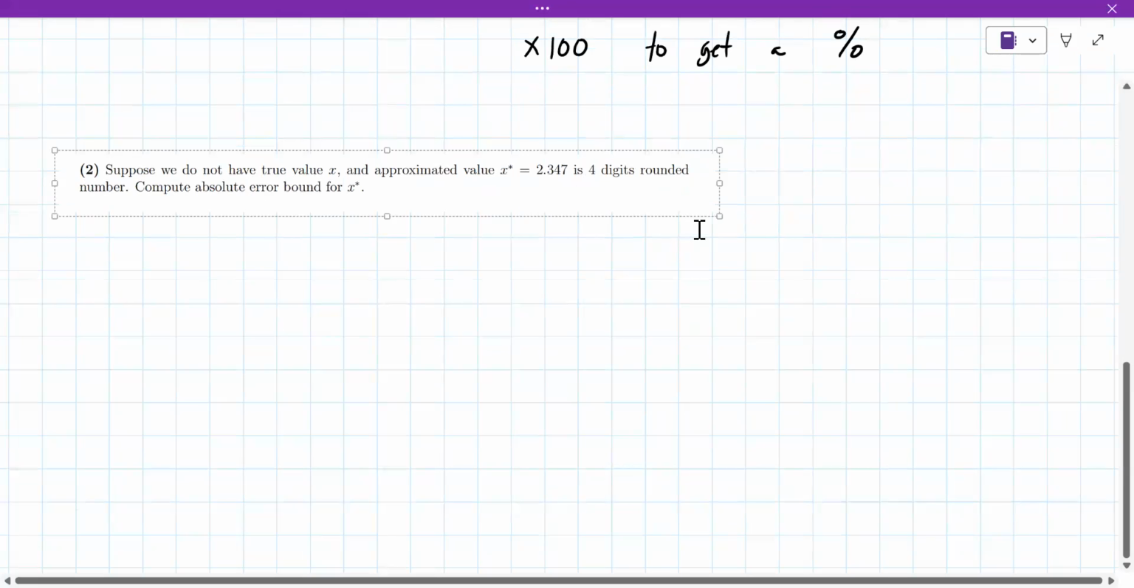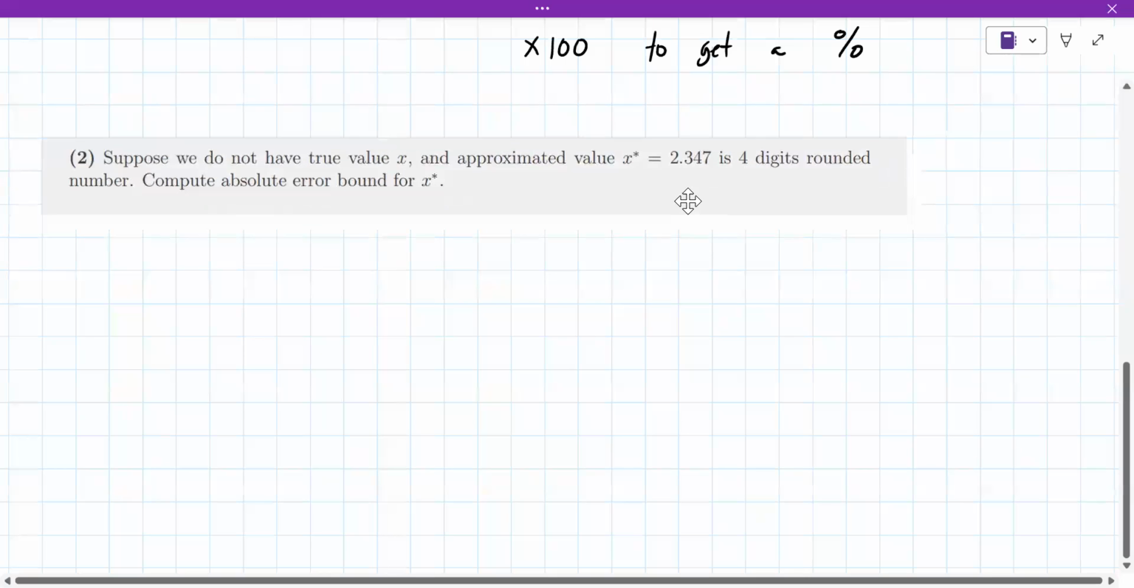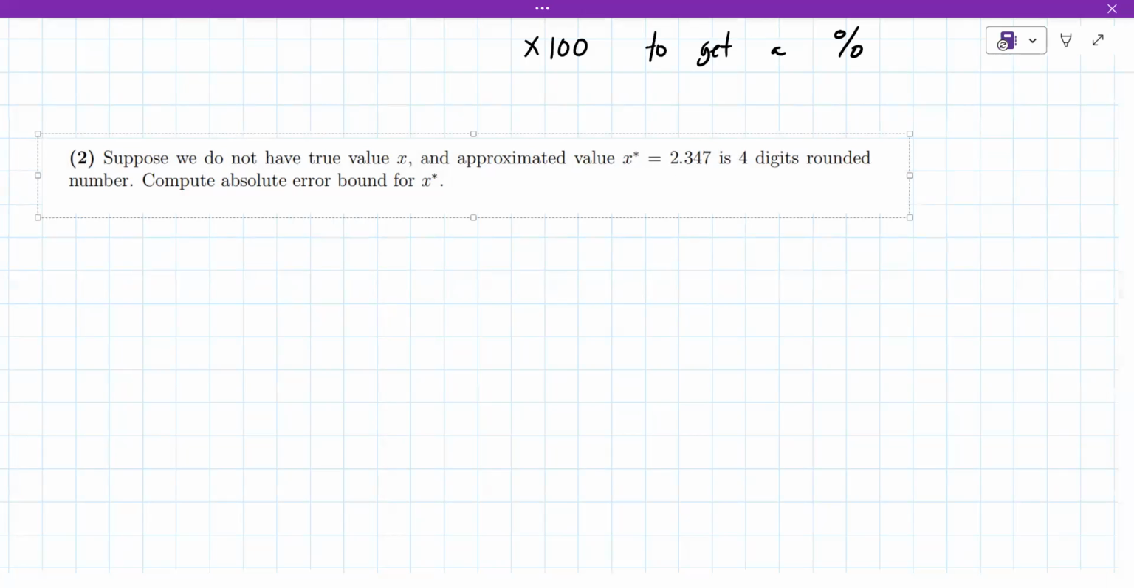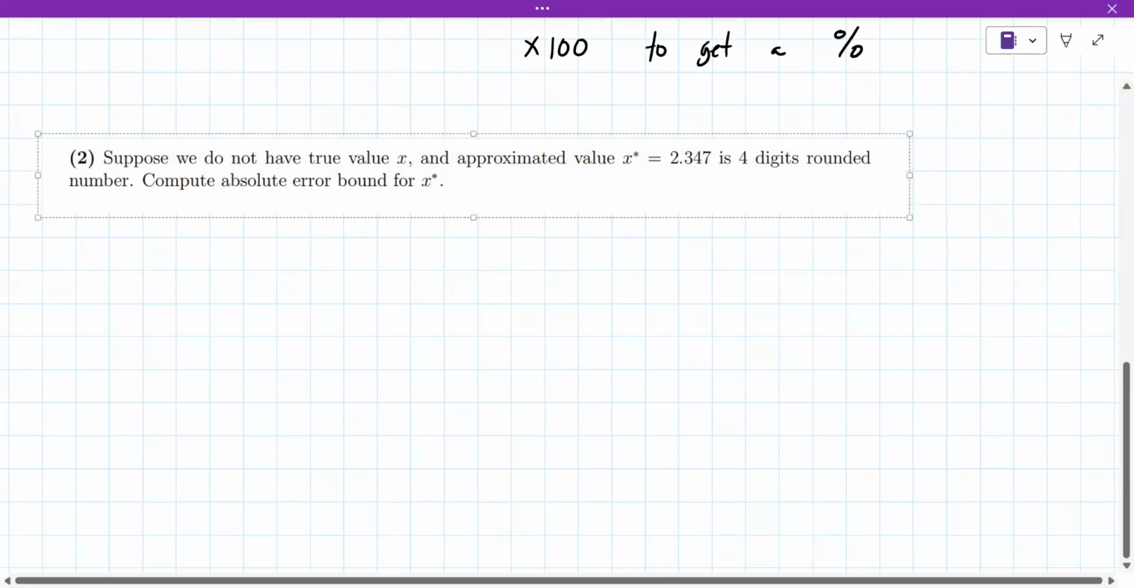Suppose we have a true value X and approximate value X star, and X star equals 2.347 is a 4 digit rounded number. Compute the absolute error bound for X star.